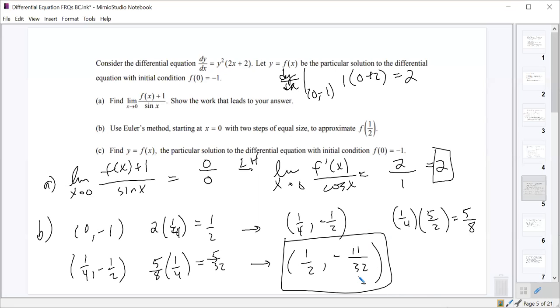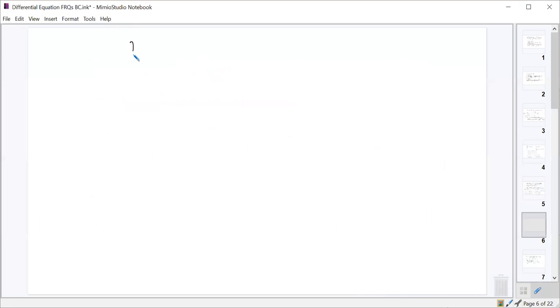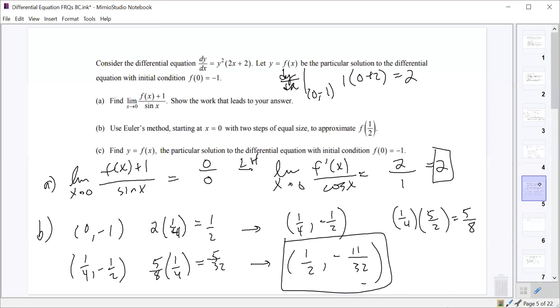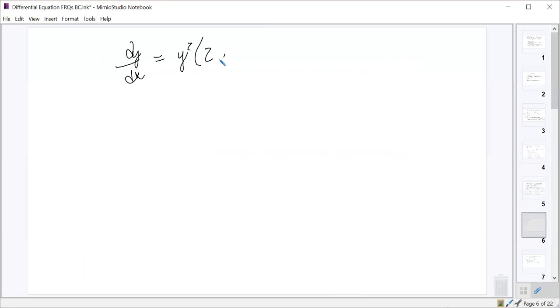Any questions on that part? All right. Part C, find a particular solution. So, the y squared and 2x plus 2. Okay.